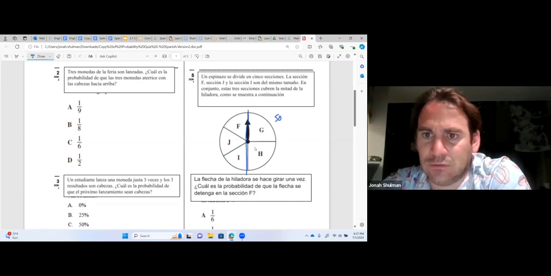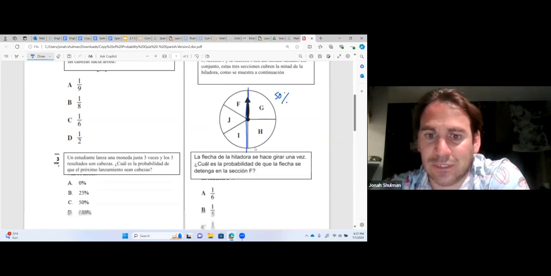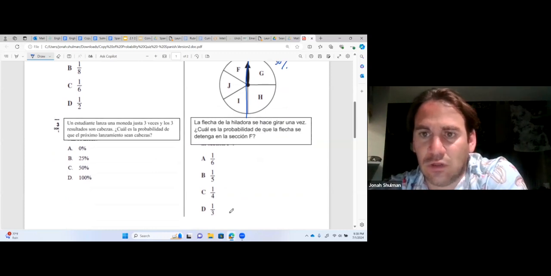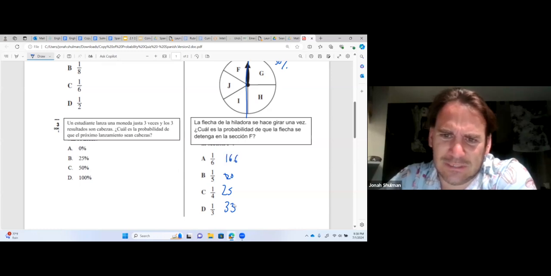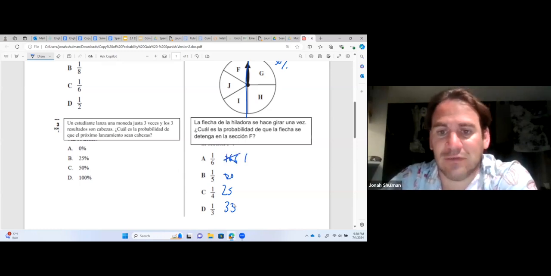This is 50%. So we know it's got to be less than 50% for F. These are all less than 50%. So this is 1/3, so that's 33. That's 25. 1/5 is 20%. And 1/6 is 16.6, or you can think about it as 17%.